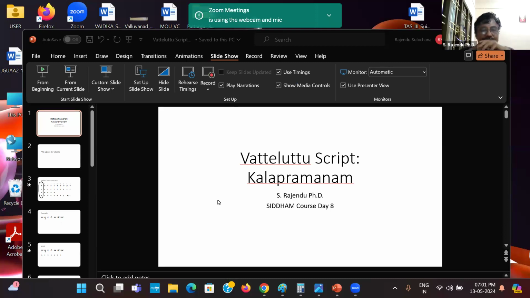Okay. Then we are discussing the Kala Pramana, how to find the date of an inscription with the help of a technique called Katapayadi.